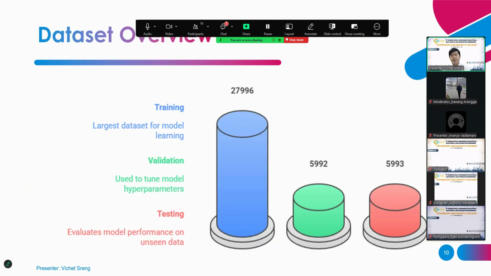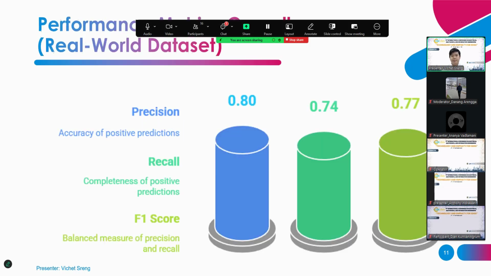This slide is an overview of our synthetic dataset, which is divided into three subsets for training, validating, and testing. The training set is a large portion that contains around 30,000 images. Next, you see the validation set contains around 6,000 images. Finally, the test set consists of around 6,000 images too.